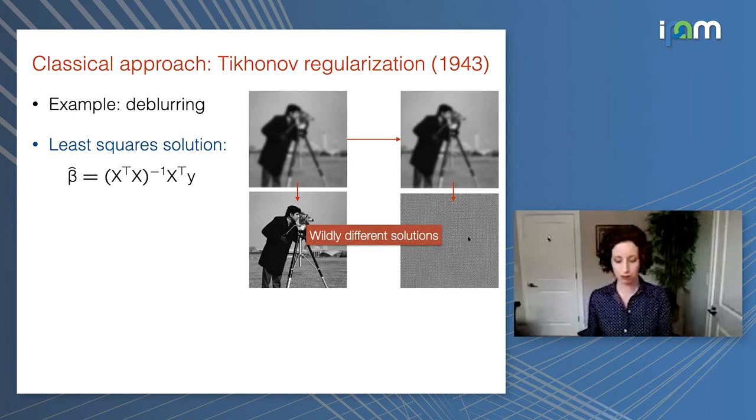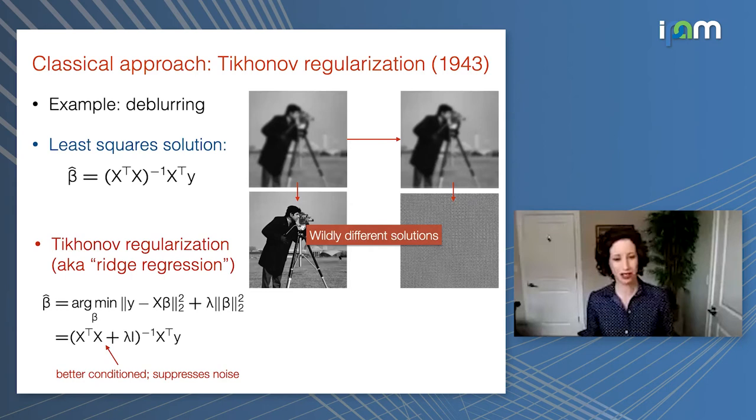So Tikhonov regularization, or in statistical circles referred to as ridge regression, says instead of just trying to minimize our sum of squared errors, let's also try to make sure the sum of the squared pixel values in our reconstruction are not too big. So the idea is that all of these giant pixels in this terrible reconstruction, we're going to try to damp those down. And it turns out that you can write a closed form solution to this problem, which looks a lot like the least squares solution, except we've got a scaled identity matrix in here that ensures that this sum is well conditioned and we can compute the inverse and therefore suppress the effect of this noise.